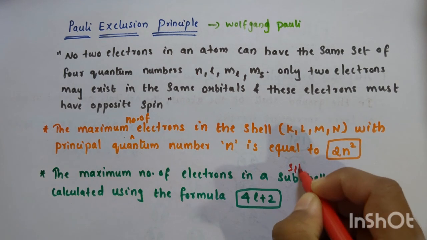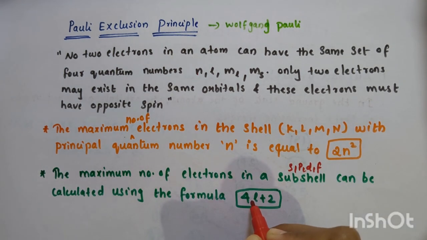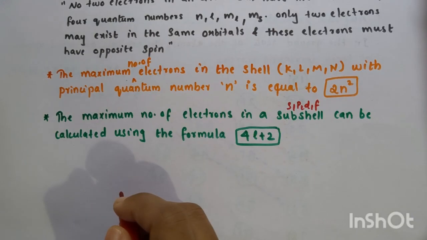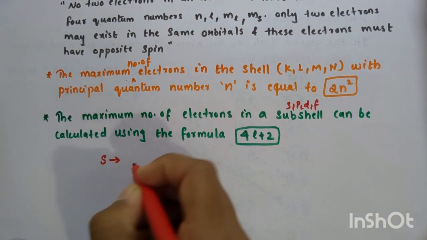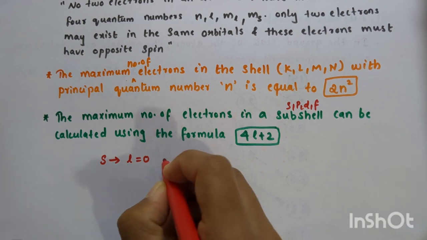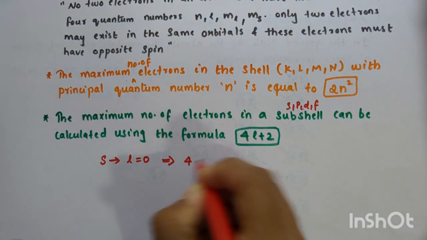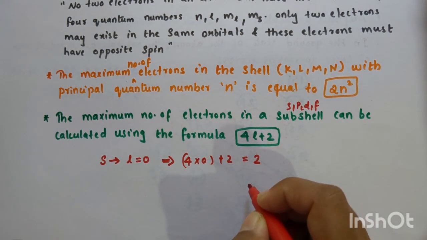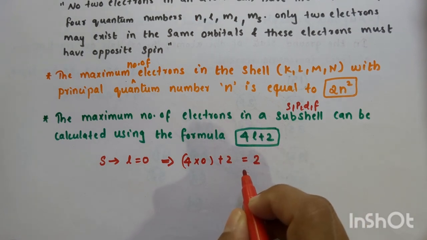So, the maximum number of electrons in a subshell can be calculated by using the formula 4l plus 2. If you consider the s subshell, we know that the l value is 0. So, the maximum number of electrons in the s subshell will be equal to 4l plus 2, that is 4 into 0 plus 2, which is equal to 2.